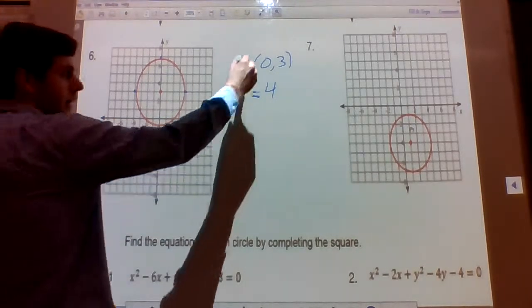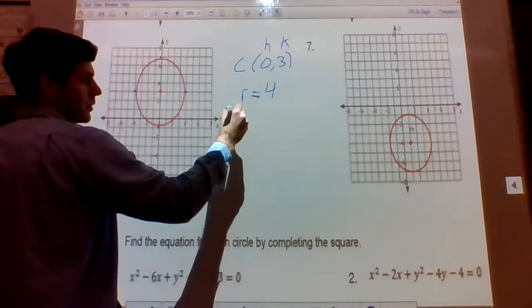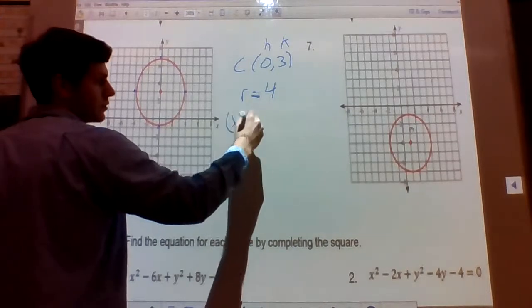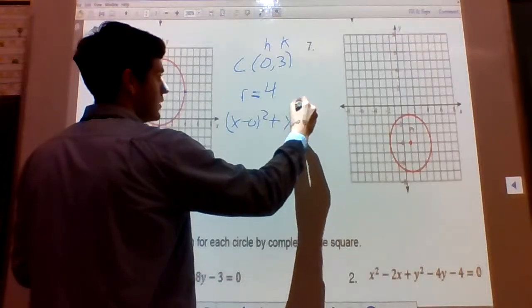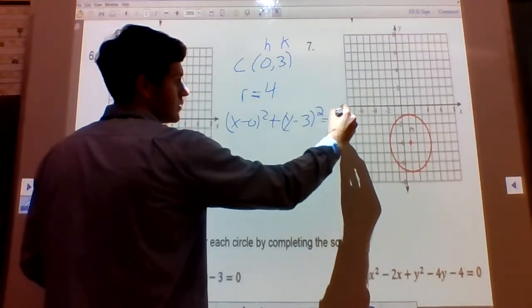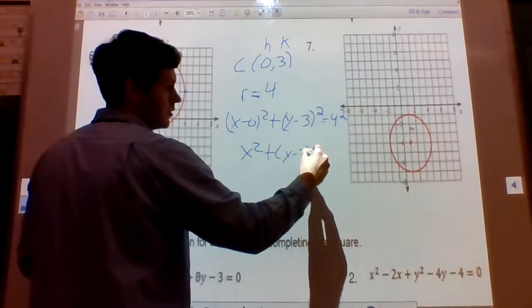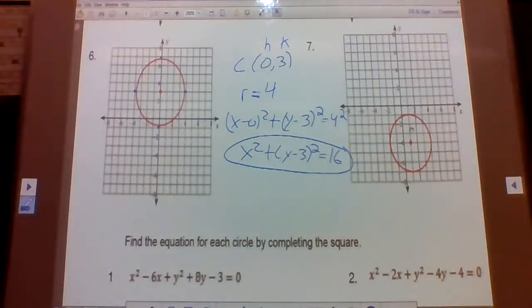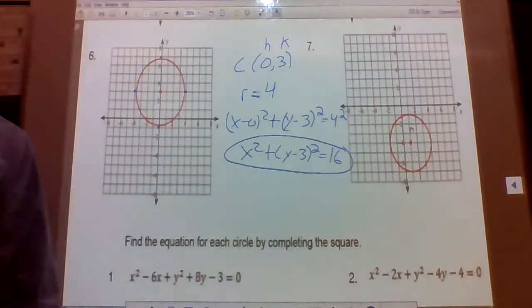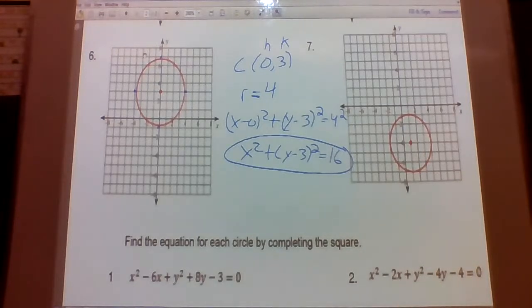Okay, so we have h and k and r, so we can put our equation together. So x minus h squared is x minus 0 squared plus y minus k squared, so that's y minus 3 squared equals r squared, so that is 4 squared. So x squared plus y minus 3 squared equals 16. It's really just under 16, probably like a 15 or something. Somewhere in there.